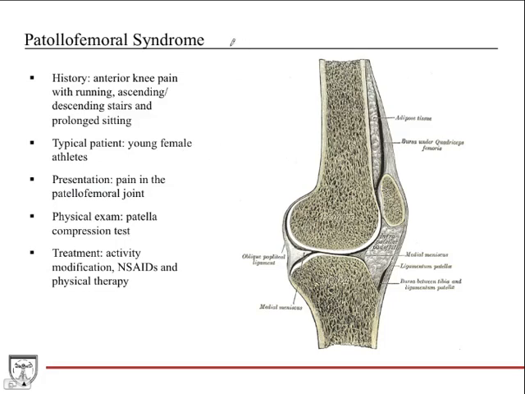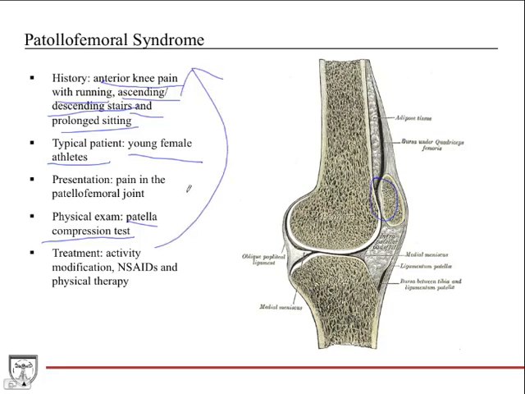So patellofemoral syndrome, this is often seen on the board exam. History, it's going to be anterior knee pain with running, ascending, or descending stairs. Those are key tip-offs to patellofemoral syndrome, or with prolonged sitting. Typical patient's going to be a young female athlete, so a high school athlete, college athlete. Presentation, it's going to be pain in the patellofemoral joint, so this region right here. Physical exam is going to be the patella compression test, and you can see them either mention or describe this on a physical exam in a question stem, so you definitely want to be aware of this. If this reproduces the pain, that tips you off to patellofemoral syndrome.